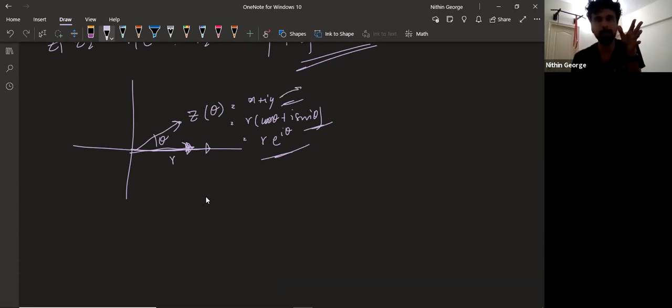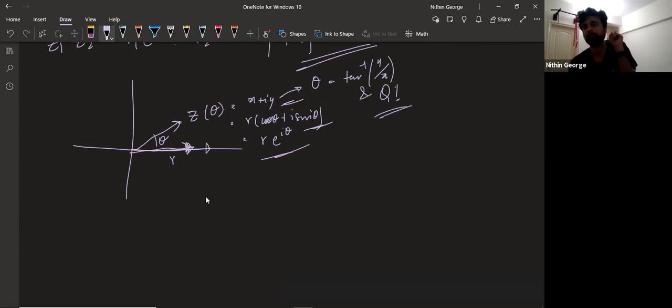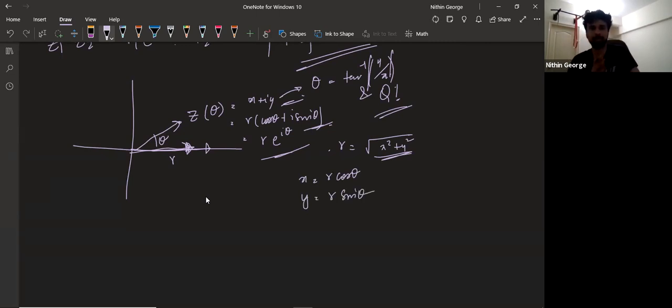From x plus iy, you can understand what theta is. How do you do that? You write tan inverse mod of y by x, and then figure out the right quadrant. So then you see that all three are the same thing. Here also you can see r is nothing but root of x square plus y square, or you can write x as r cos theta and y as r sin theta. You can mix and match amongst these three forms directly.